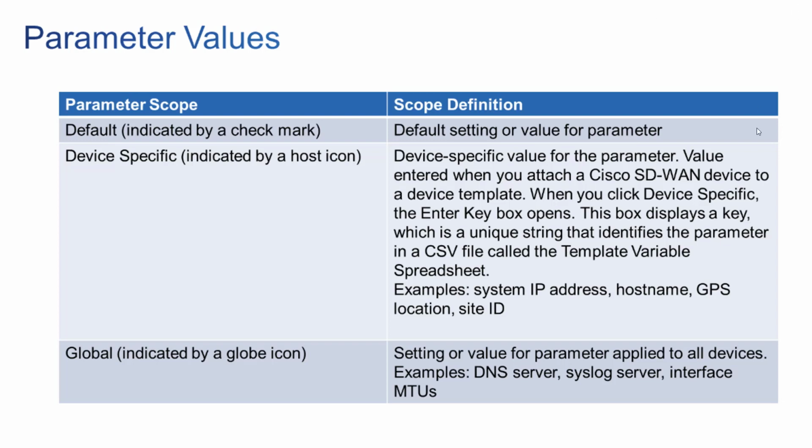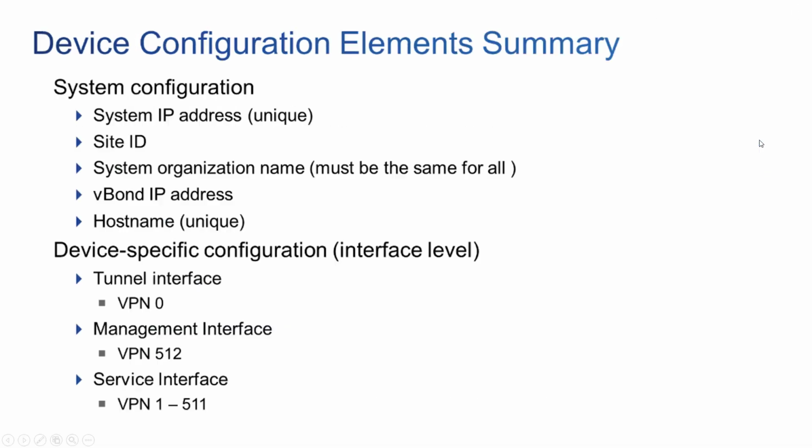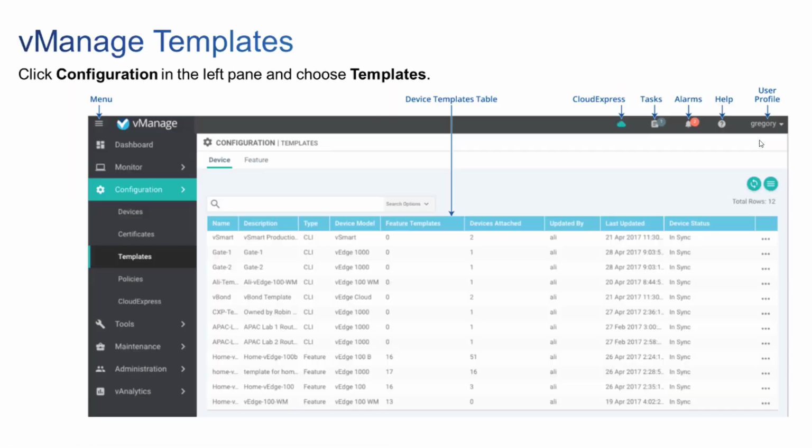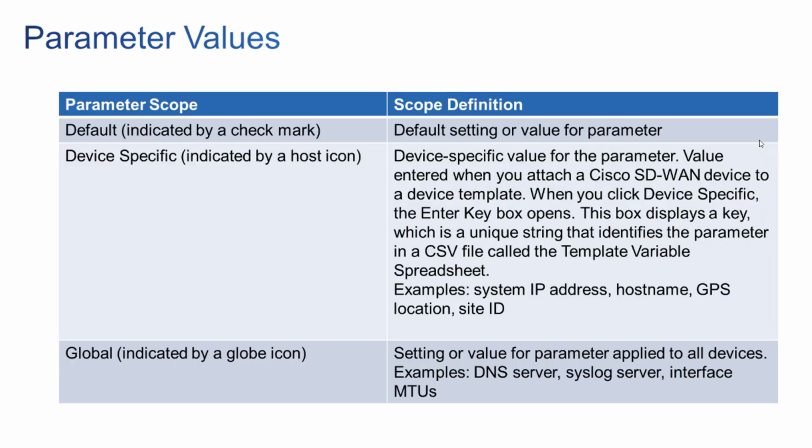Let me see if I can kind of highlight that. We'll skip ahead a little bit here. We don't have any in this slide deck, but I'll tell you what, I'll point it out again when we get into one of our future lessons here. The next lesson we'll actually take a look at all the different parameters. But there's only three choices for parameter scope. Is it a default parameter? Is it a device-specific parameter? Or is it a global parameter?